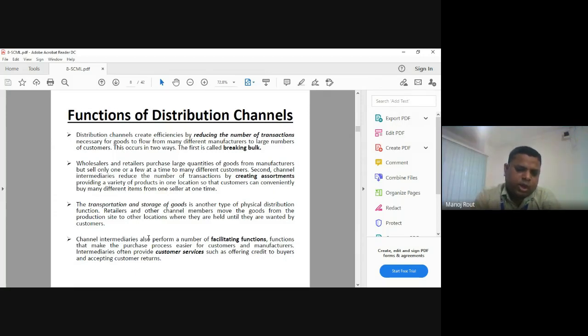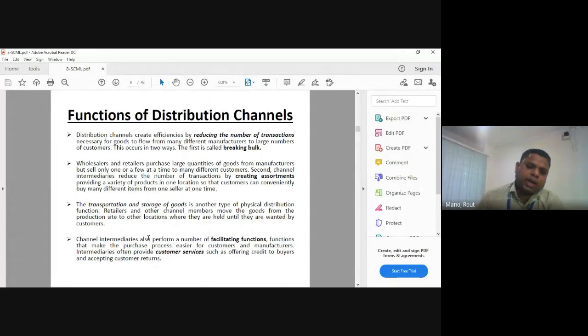But in the case of Supreme, that company provides a huge amount of discount if you go for a single house, a multi-story apartment, or a commercial building. But due to that customer service, as far as Astral pipe is concerned, their sales ratio has surpassed Supreme pipe. So these are the things where intermediate channels, for example wholesalers and distributors, perform a number of facilitating functions. What kind of facility do they provide? Credit to buyers, accepting customer returns. These are the things that should be considered in your distribution channels.